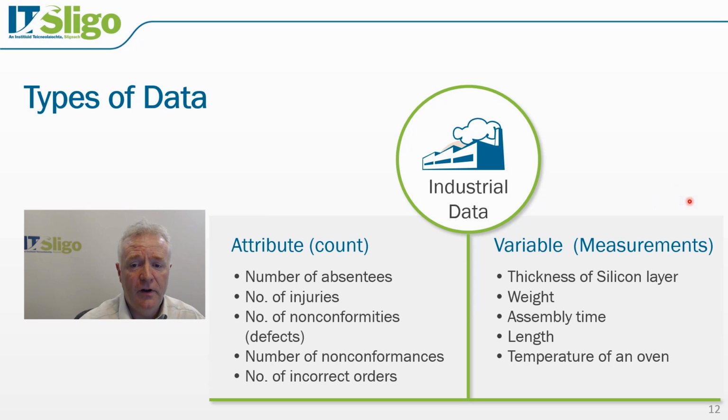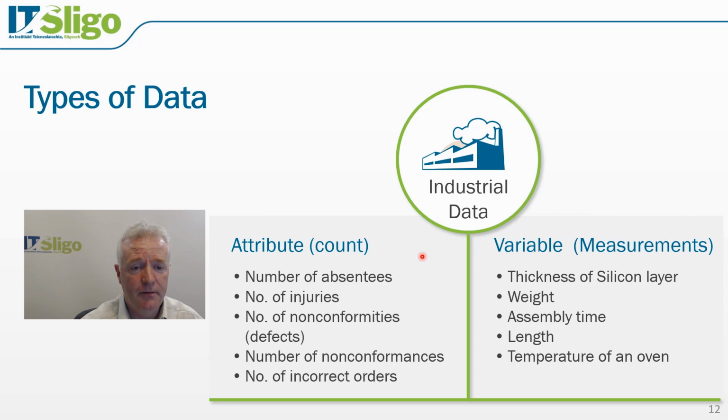Variable data is associated with measurements, for example, the thickness of a silicon layer, the weight, assembly time, length, temperature. These are all examples of variable data. In variable data, we can take measurements.